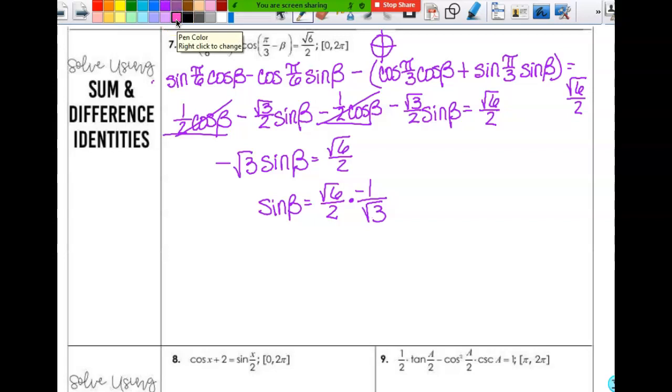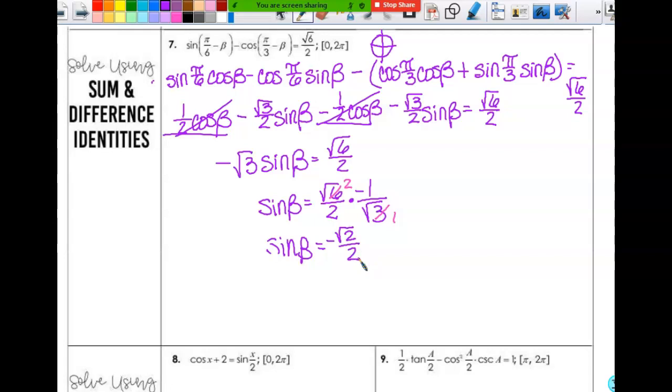And when I do that, remember, when you're multiplying and dividing, everything under the square root you can work together, and everything outside the square root works together, but they don't mix and match. So since these are both under the square root, 3 goes into 3 once, goes into 6 twice. That's really all I can do with that. And so then that becomes sine beta equals negative square root of 2 over 2.